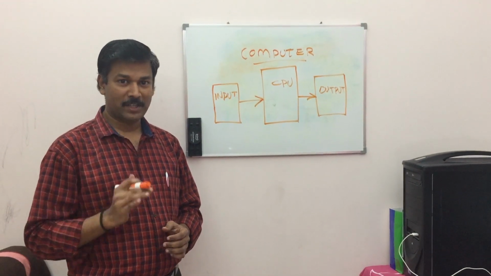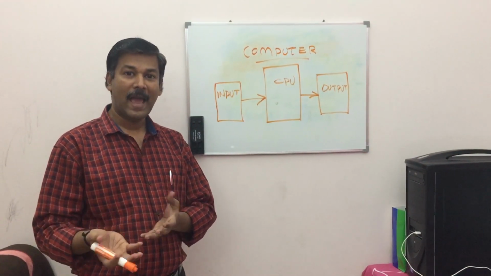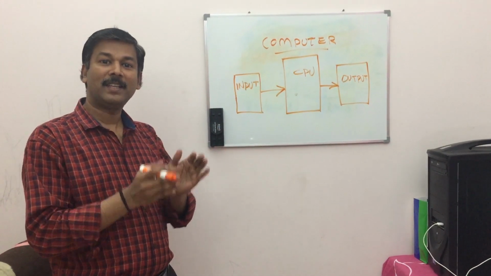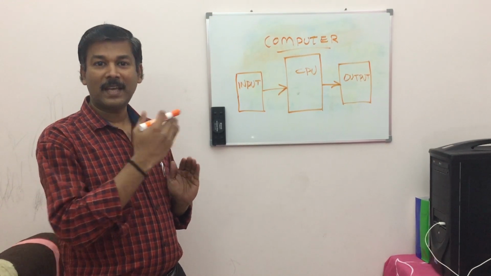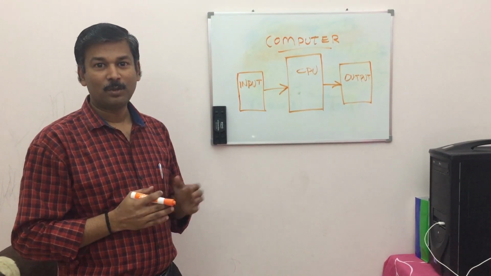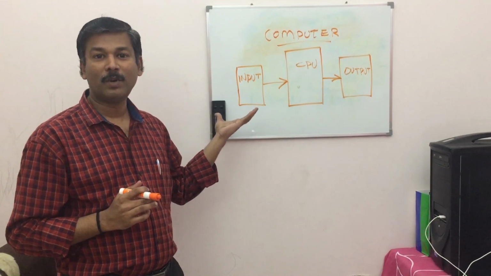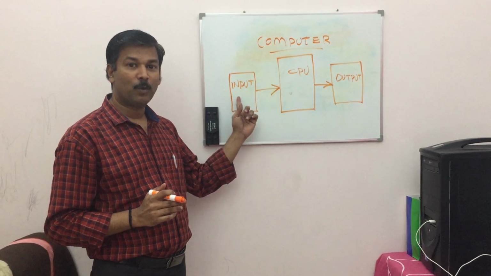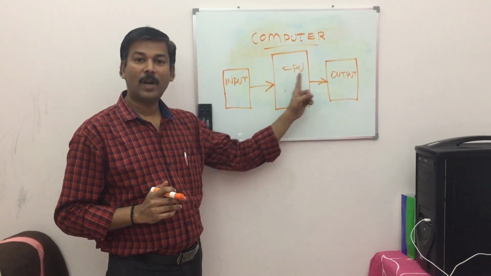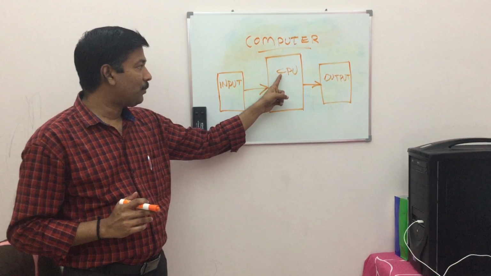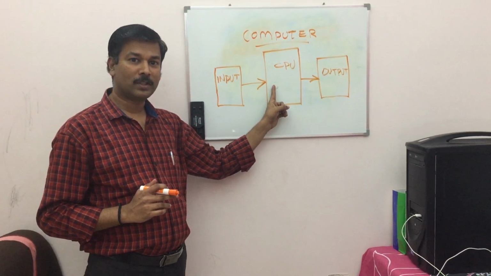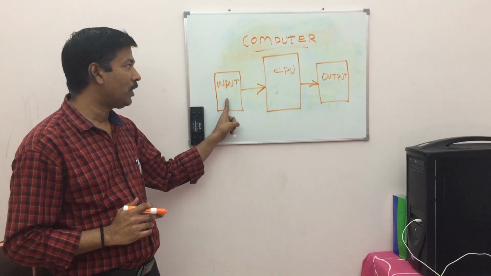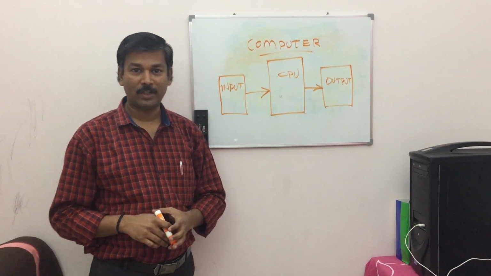A computer is an electronic machine which receives data as input and processes it, and finally the result is sent as output. So we have three different units of a computer, different parts of a computer. Basically we can say input unit, CPU and output unit. CPU stands for Central Processing Unit. So these are the basic parts of a computer: input unit, CPU and output unit.